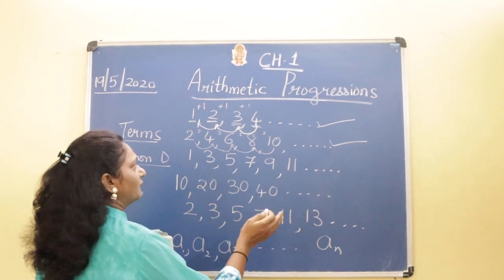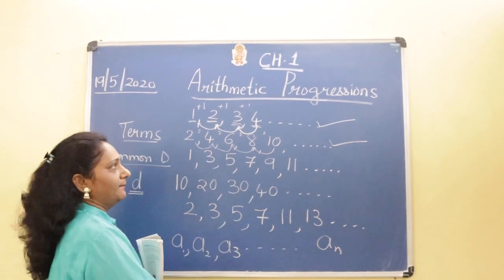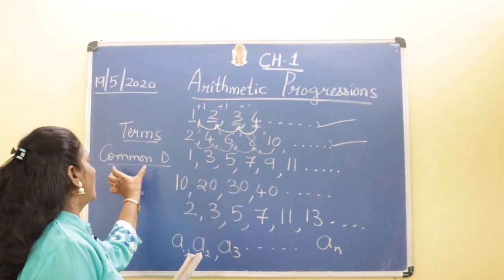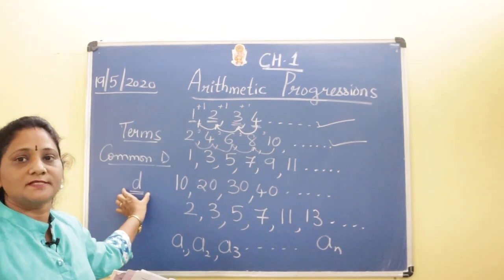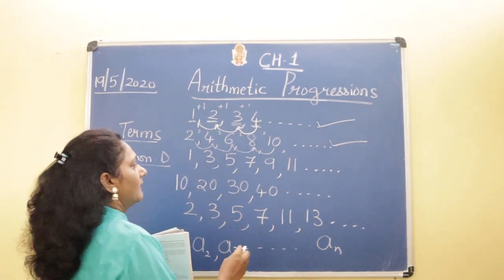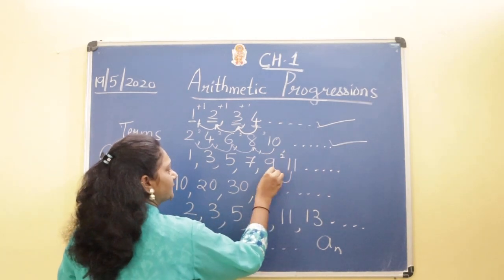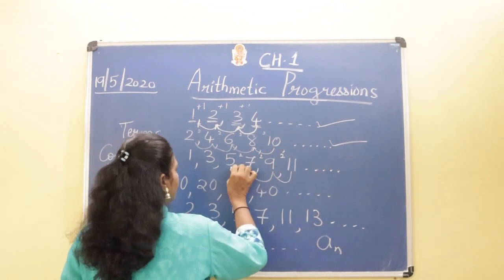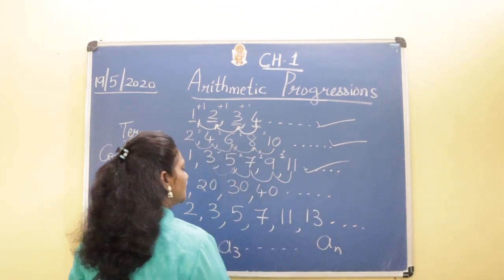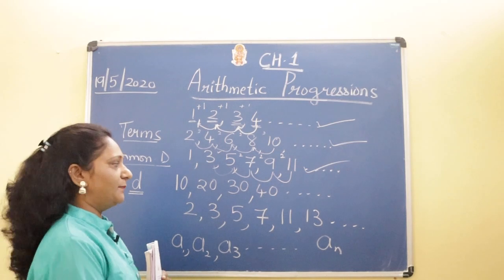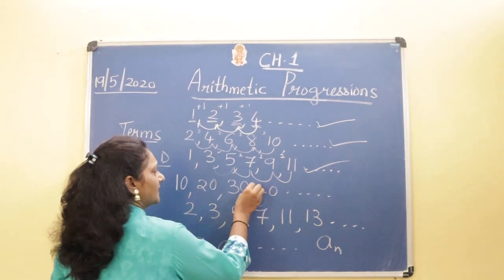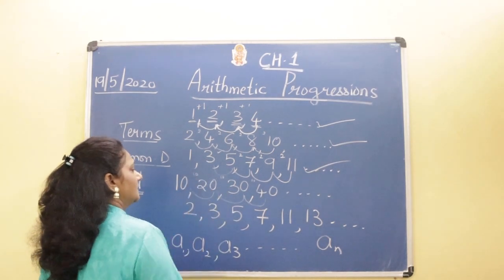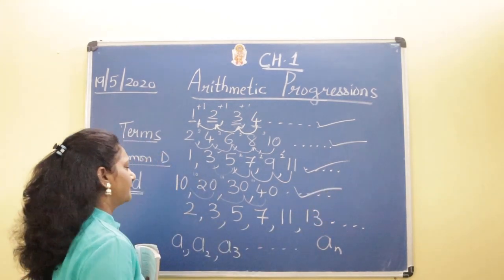So, in order to find out whether the given list of numbers is an AP or not, we have to find out whether the common difference d is a constant. Here 11 minus 9 is 2, 9 minus 7 is 2, 7 minus 5 is 2, 5 minus 3 is 2. So this is in AP, in arithmetic progression. 40 minus 30 is 10, 30 minus 20 is 10, 20 minus 10 is 10. So it is an arithmetic progression.